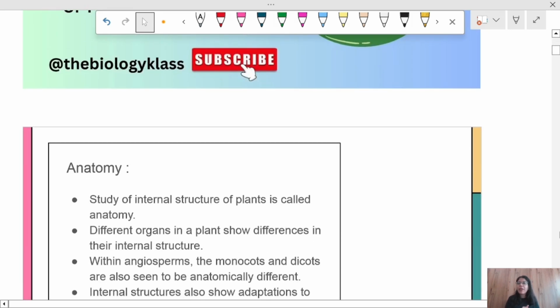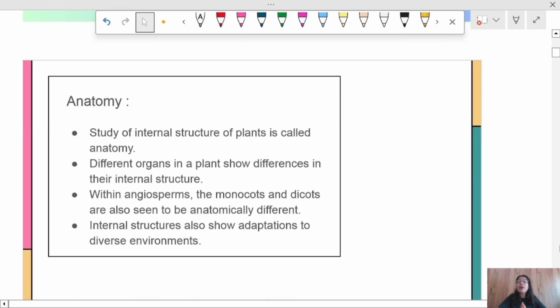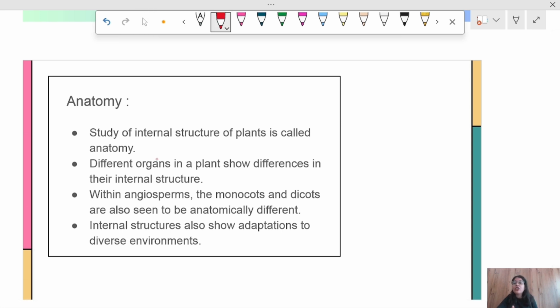Okay, so let's begin. You can see that here it is mentioned what is the meaning of anatomy. It is the study of internal structure of plants. Okay, what is the meaning? It is study of internal structure of plant. For example, let's suppose that this is a plant which you are looking at, and let's suppose I am drawing it very roughly. Okay, this is a root with some of the branches, and let's suppose here you have leaves, right? Like this. Okay, let's suppose this is the condition, this is the plant.